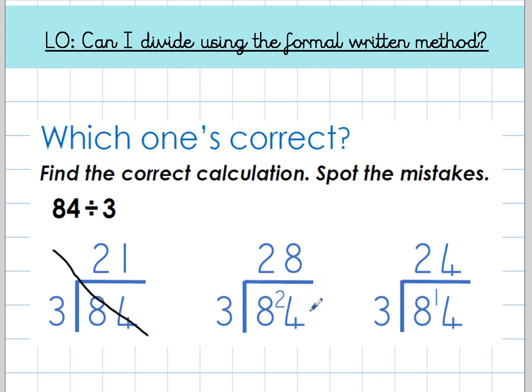Let's move on to the second one. How many 3s are there in 8? There's 2, and 2 left over. Then, how many 3s are there in 24? Is it 8? 8, 16, 24. Which means this one must be correct. So let's check why this one's not. How many 3s are there in 8? 2. There's 2 left over, not 1. Hopefully you spotted that as well.